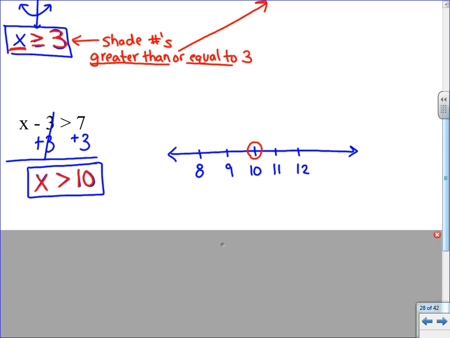Then we have to decide numbers that are greater than 10. Are those going to be numbers on the left or numbers on the right? 8 and 9, those are not greater than 10, but 11 and 12 are. So we're going to shade numbers to the right. Those are the numbers that are greater than 10.